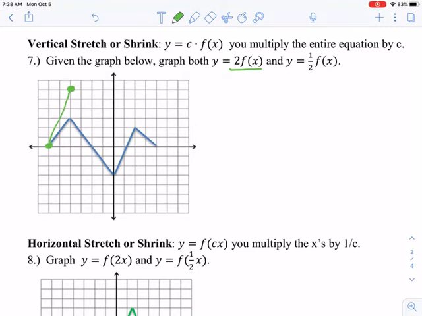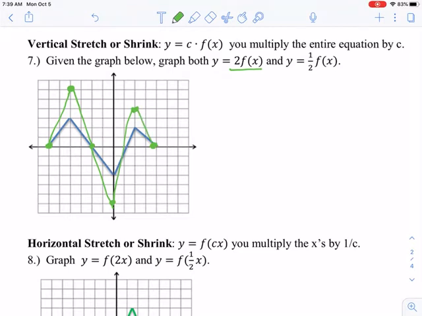Then if I take a look at, for example, (-2, 0), it's going to stay at 0 because 0 times 2 is 0. Then taking a look down at my bottom here, at (0, -3), if I multiply the -3 by 2, that's going to be at (0, -6). Then I have a point at (2, 2), which will become (2, 4). And I'm going to end here on the x-axis at (4, 0), because again, 2 times 0 is 0.